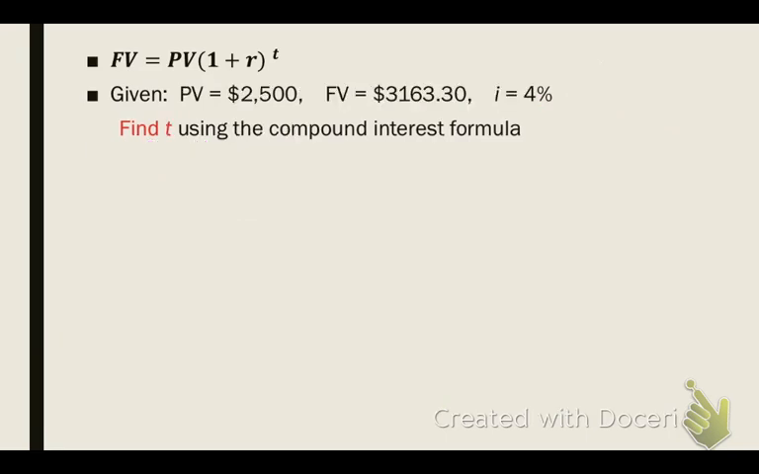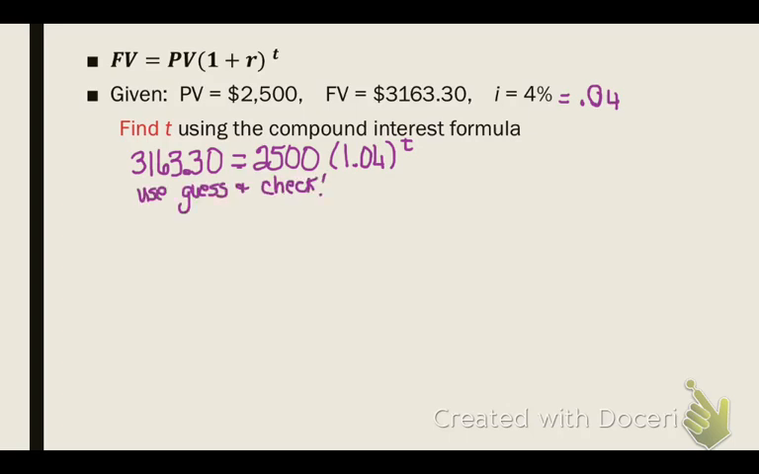All right. The last kind of problem I think you're going to have is where they want you to find the time period. They've given you the present value, the future value, and your interest rate. And so we're going to type in our future value, our present value, and our interest rate, which is 4%, which we express as 0.04, and then we're just going to leave t for time. And how we're going to solve this is we're going to use guess and check. So let's replace our t with a number. So let's start with 5.